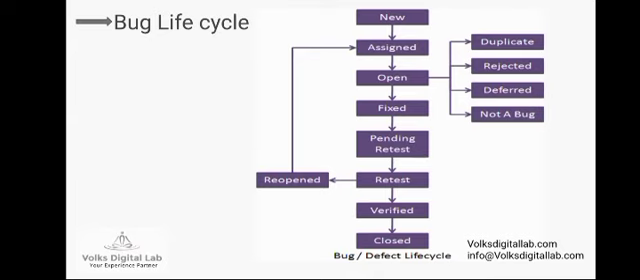Reopen. If any issues persist in the defect, then it will be assigned to the developer again, and the status of the defect gets changed to reopen. Verified. If the tester does not find any issues in the defect after retesting, and feels that the defect has been fixed accurately, then the status of the defect gets changed to verified.